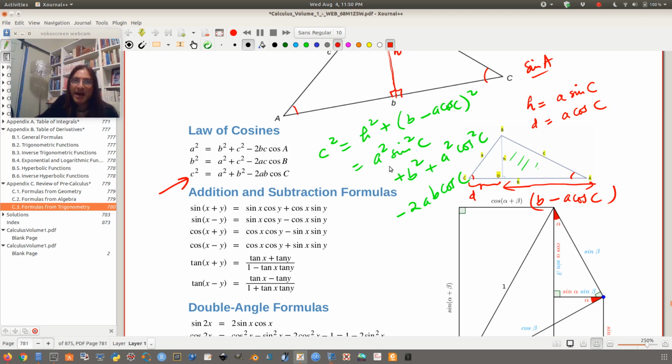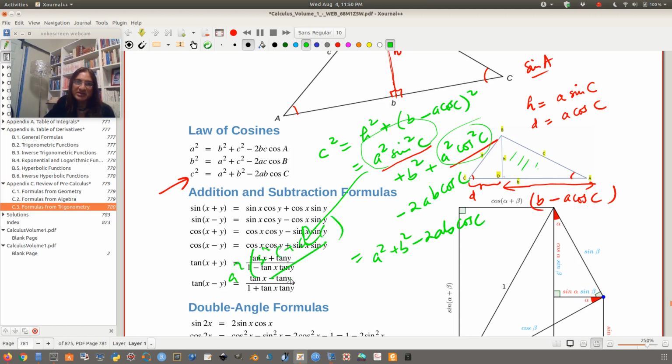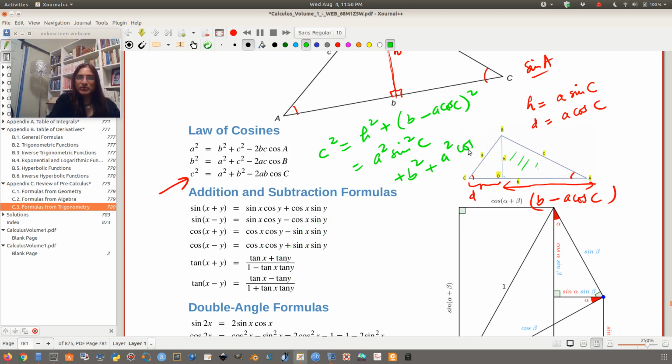Now combine this term and this term. It becomes a squared times (sine squared c plus cosine squared c), and that is equal to 1. So the right hand side becomes a squared plus b squared minus 2ab cosine c, because adding these two together, you can take a squared out, and it becomes sine squared c plus cosine squared c, which is 1, so it becomes a squared. So this is the proof of the law of cosines.